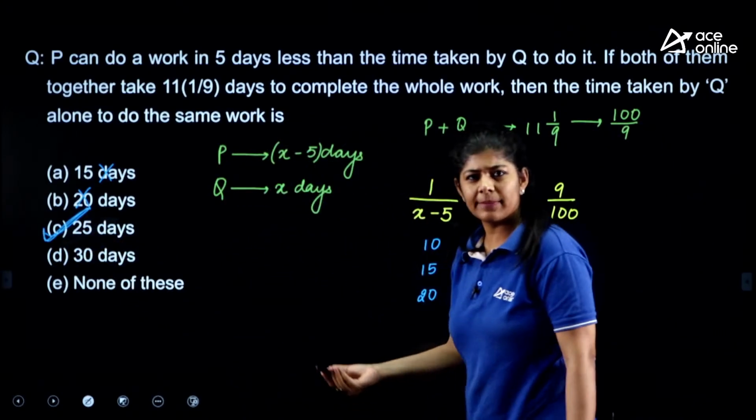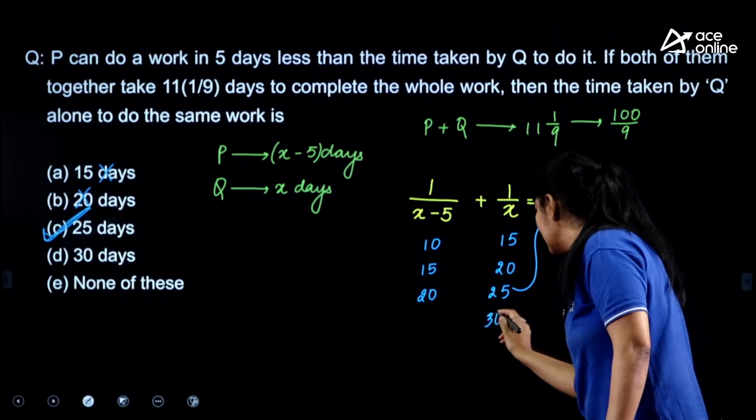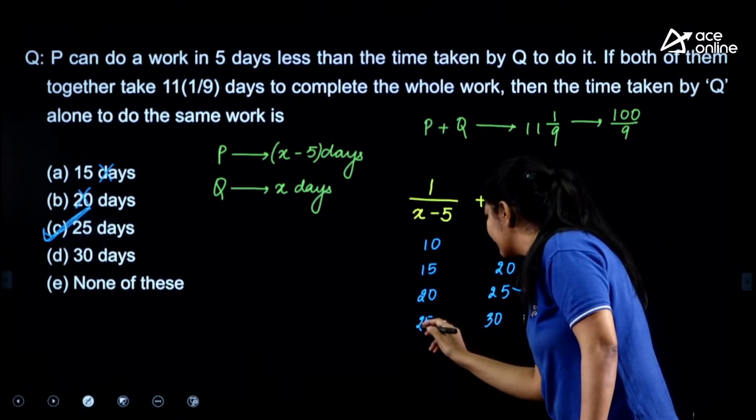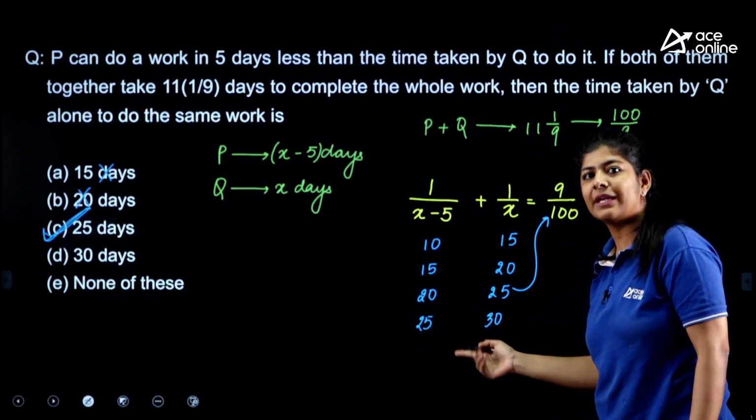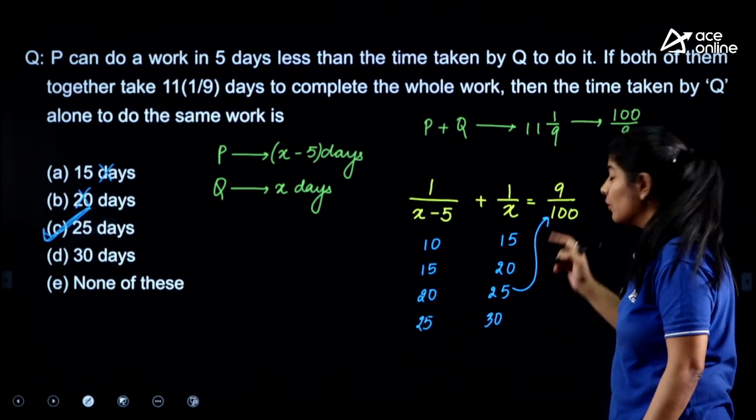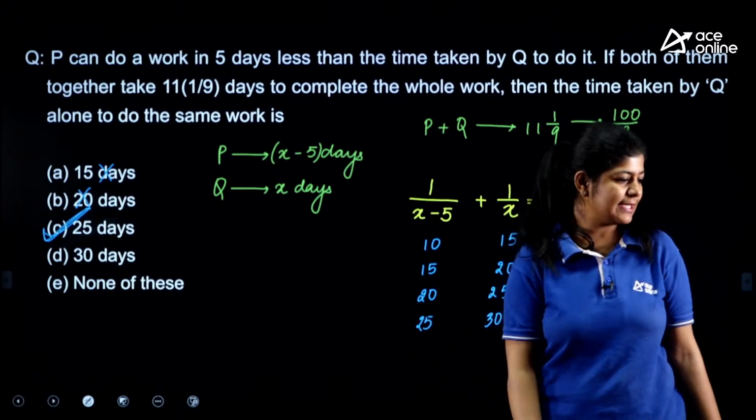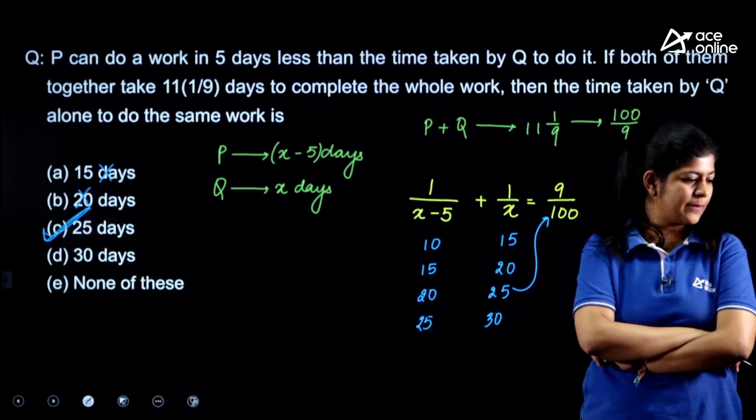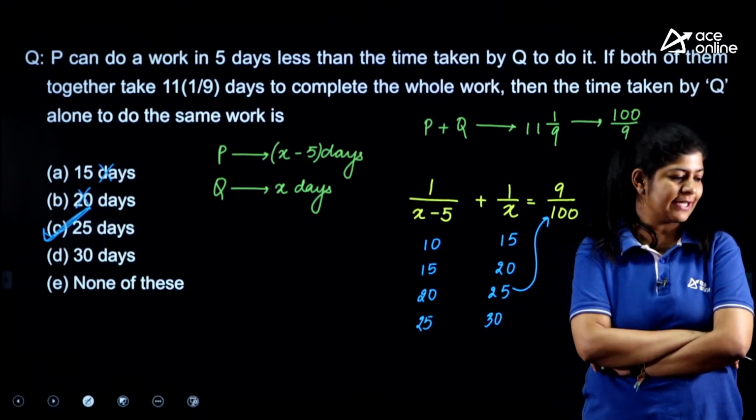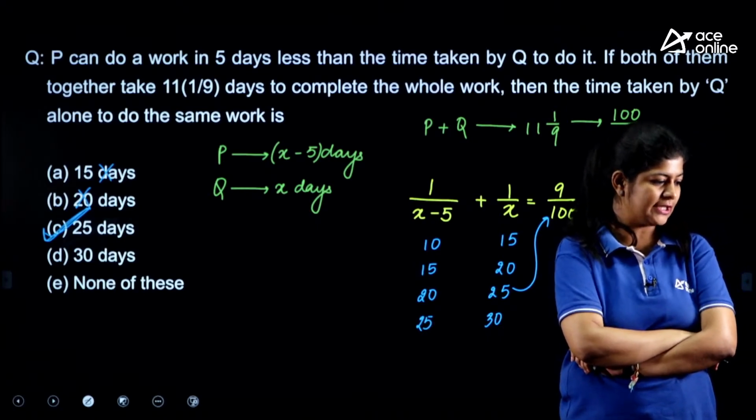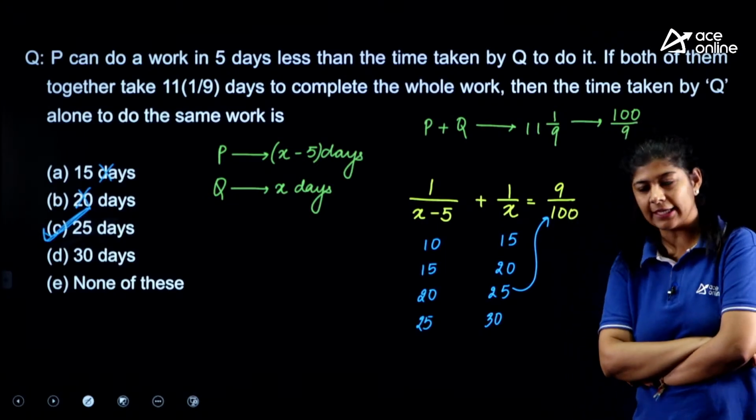You can check option number D as well. Here you are having 30 and here you are having 25. If you take the LCM of this one, the LCM goes to 150, not to 100. So option number C is the correct one. 25 is the correct answer. Very good. Radhe, Chandrasekhar, Devraj and Sundar. Clear? Next.